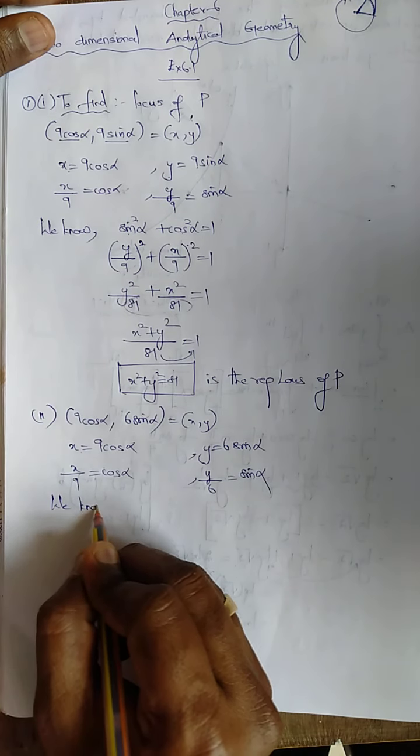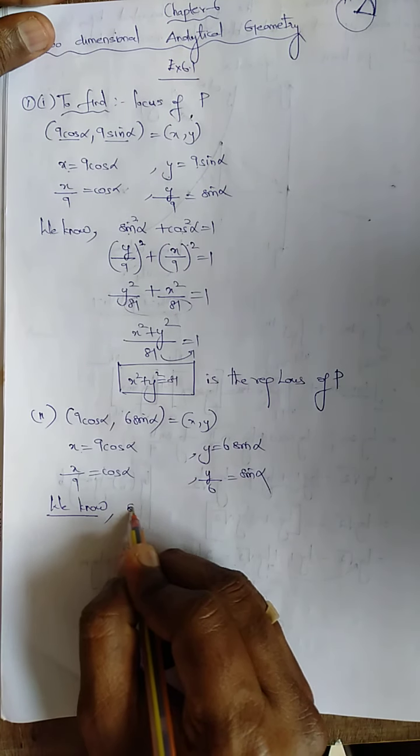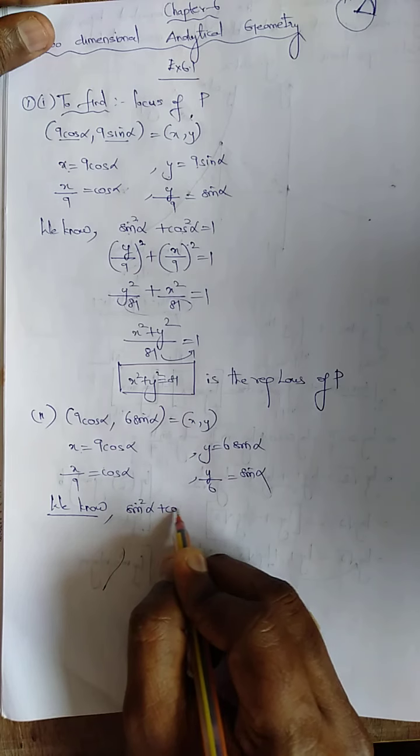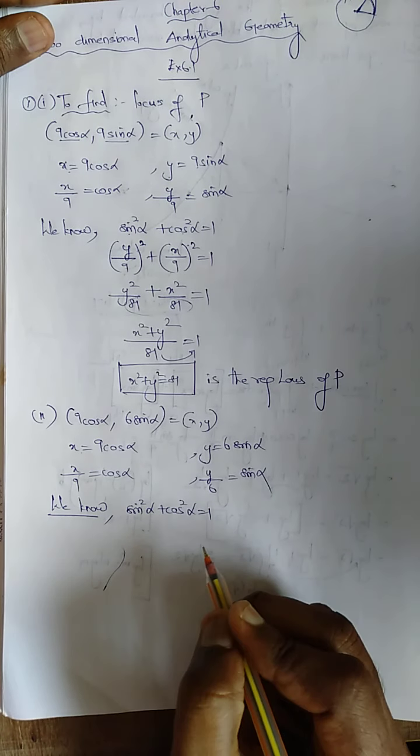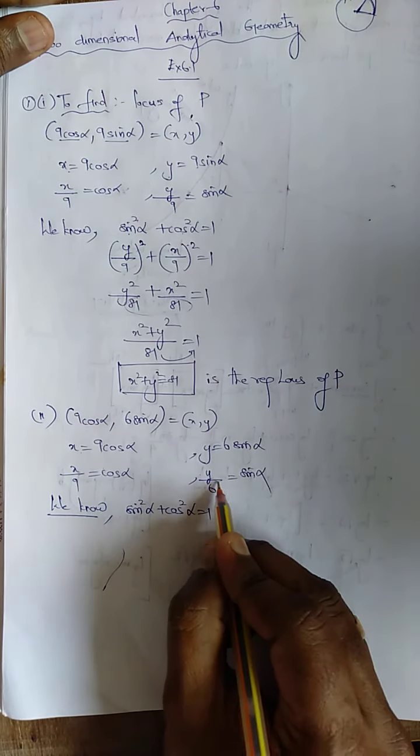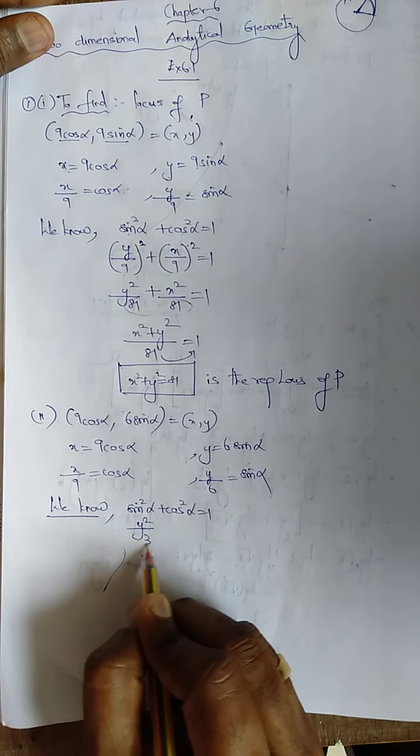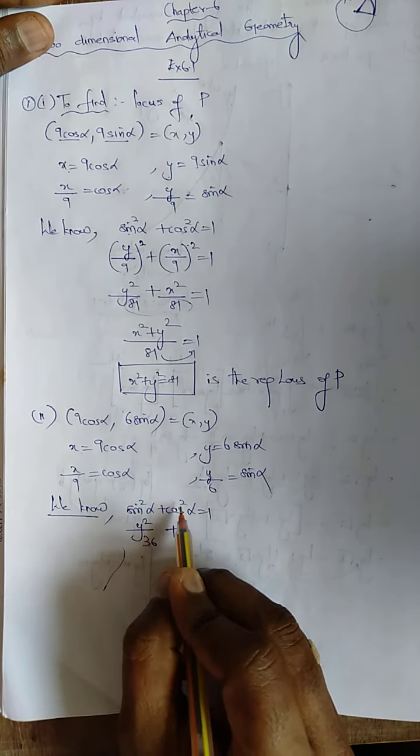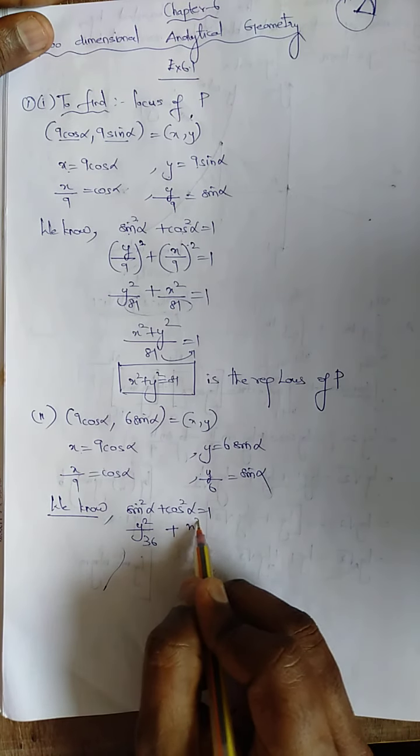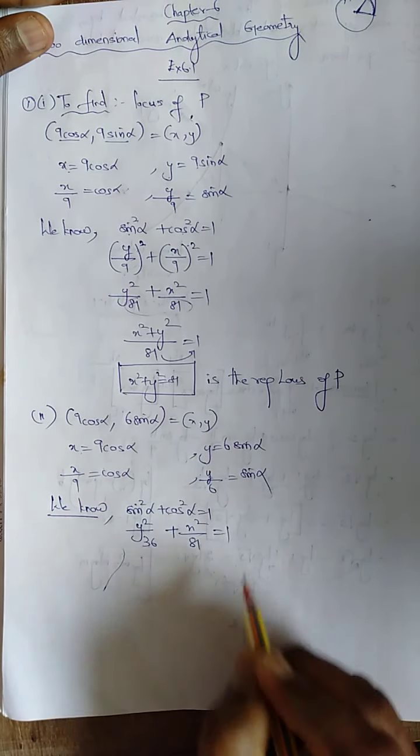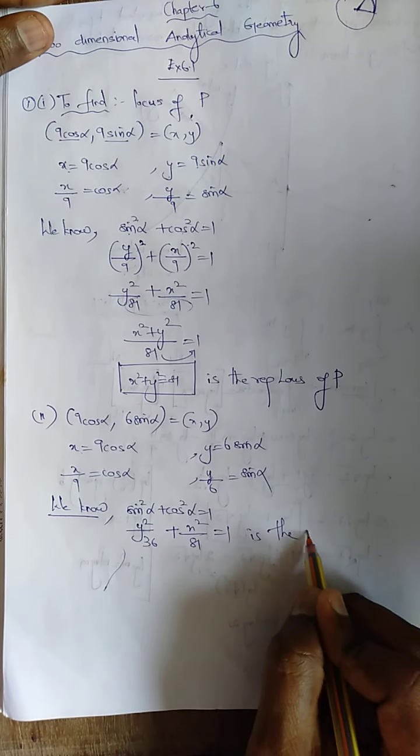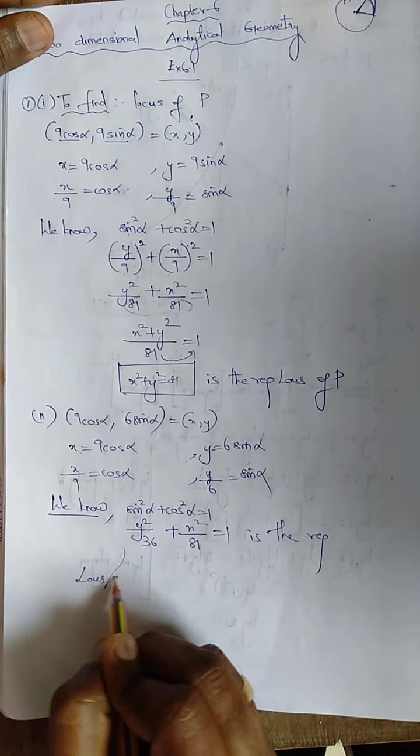We know sin square alpha plus cos square alpha is equal to 1. Sin square alpha gives y square by 6 square, which is 36, plus cos square alpha gives x square by 9 square, which is 81, equal to 1. This is the required locus of P.